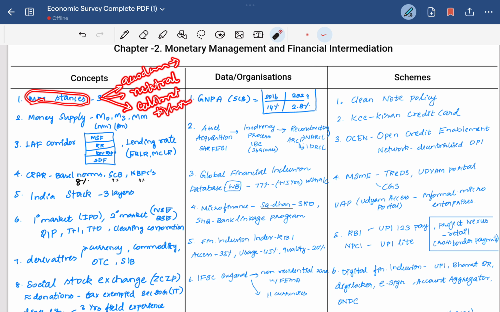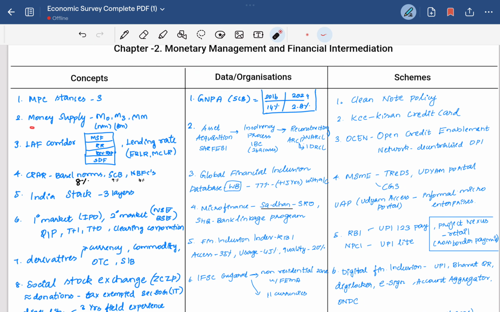By the word, you can assume that in the accommodative stance the RBI's monetary policy can accommodate the money supply. Then the neutral stance is neither increasing nor decreasing the policy repo rates. Then calibrated tightening is increasing the repo rate so that the money supply gets controlled.